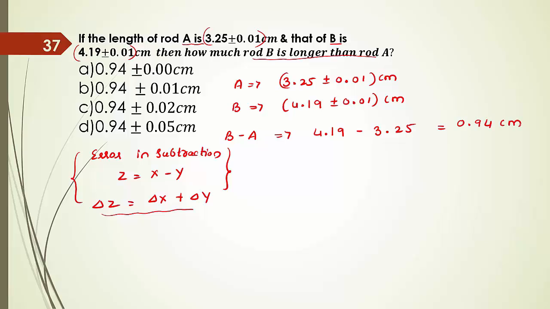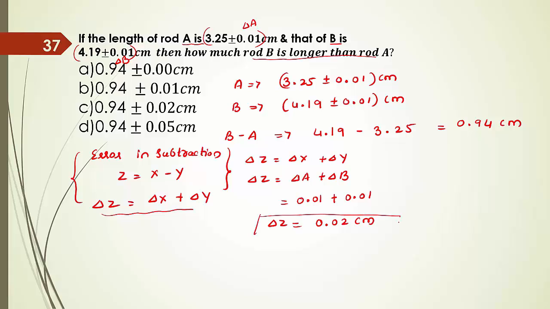0.94 centimeter. Now delta Z, the error in the measurement. So we can write delta Z equal to delta X plus delta Y. That means delta Z equal to delta A plus delta B. What is the value of delta A? Delta A is 0.01. Delta B is also 0.01. Right? So 0.01 plus 0.01. What is the answer? 0.02 centimeter. This is the delta Z value.